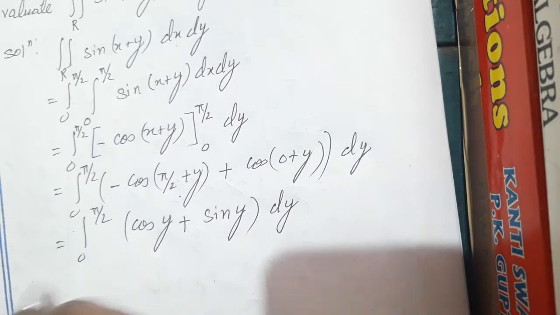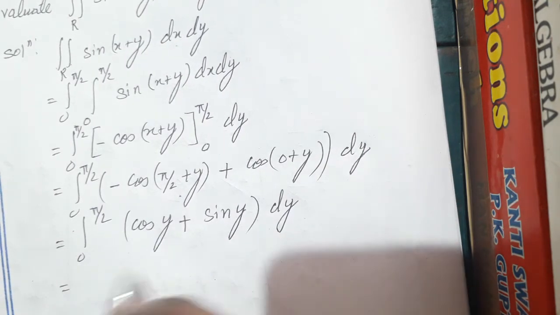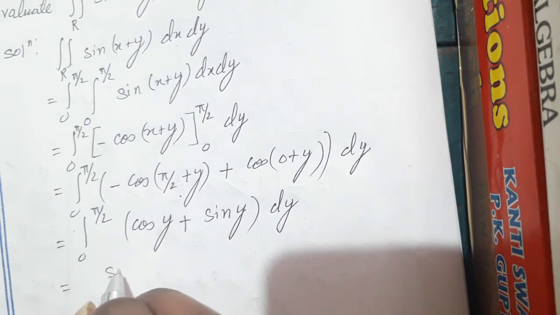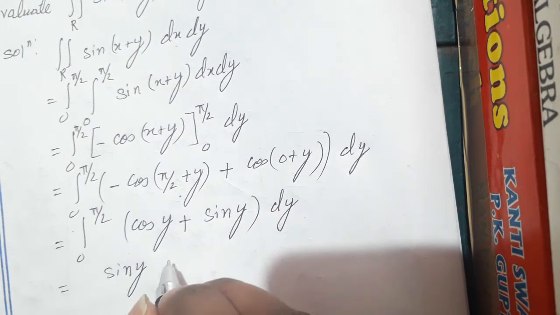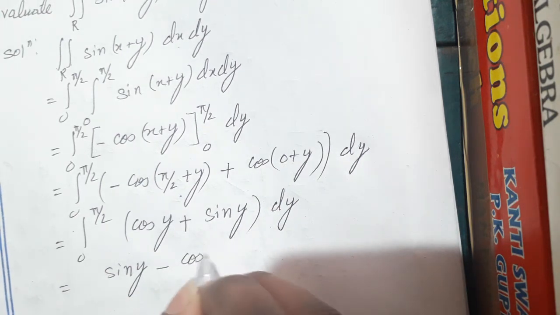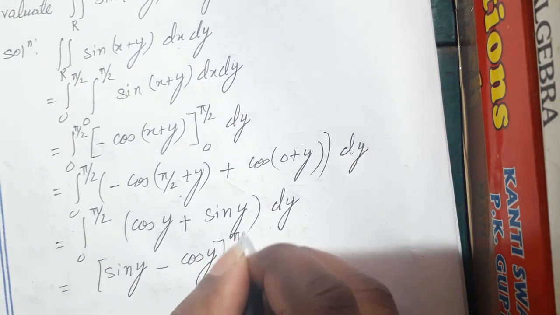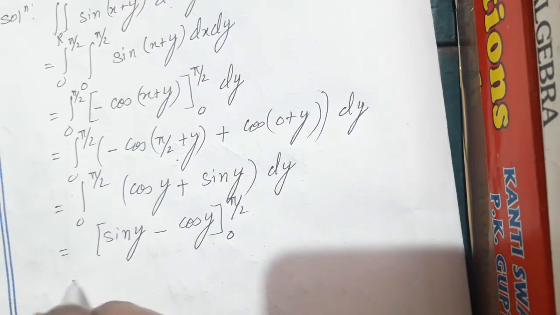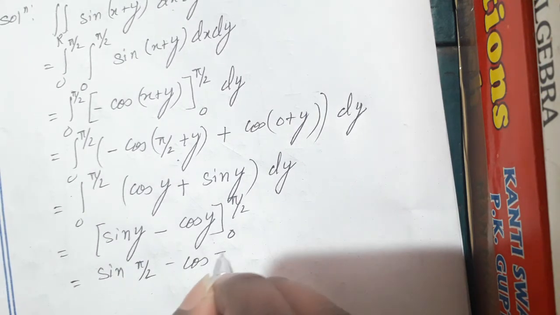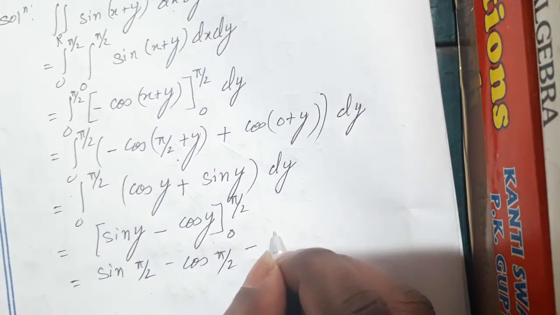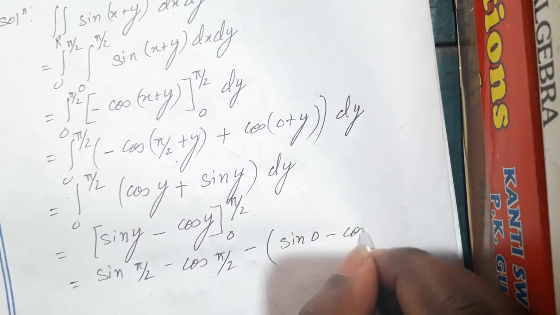Now let us integrate this with respect to y. Integration of cos with respect to y is sine y, and integration of sine with respect to y is minus cos y. We put the upper limit and lower limit, 0 to pi by 2. So the upper limit is sine pi by 2 minus cos pi by 2, minus sine 0 minus cos 0.